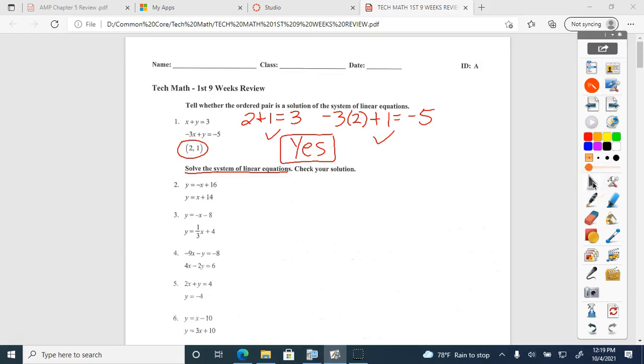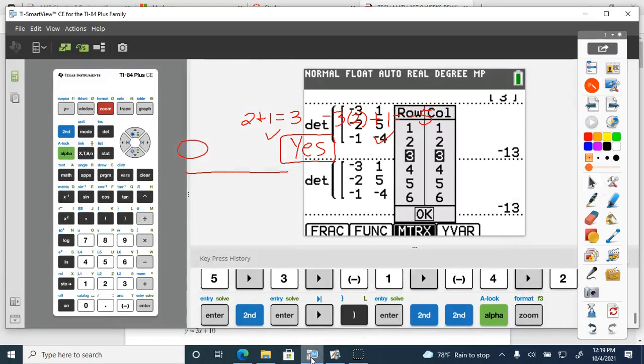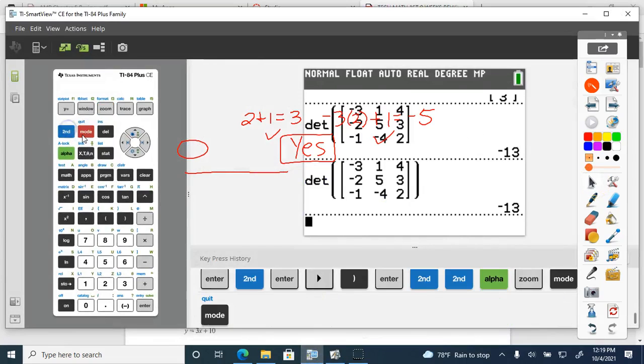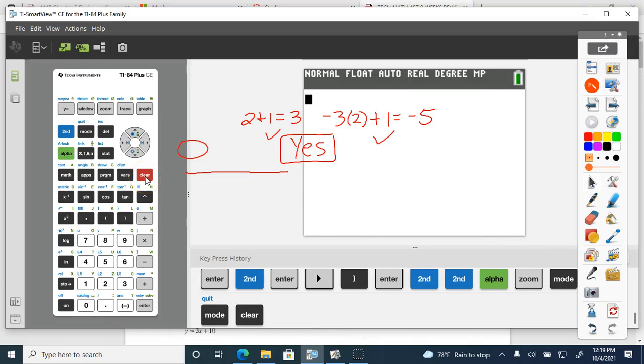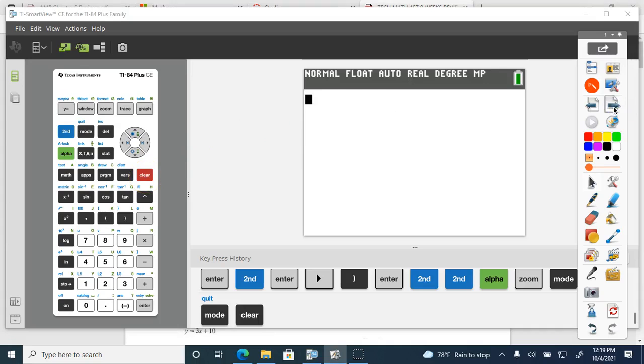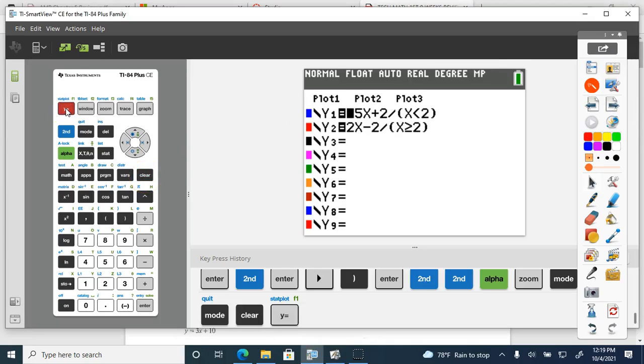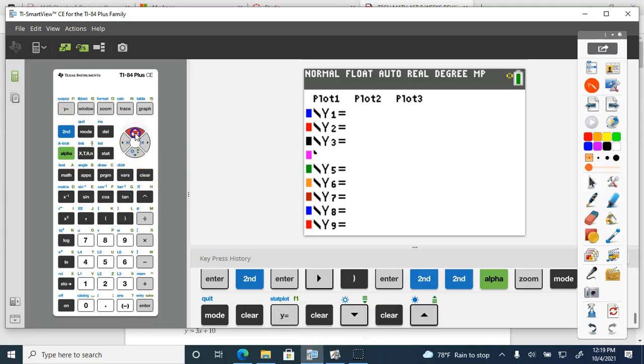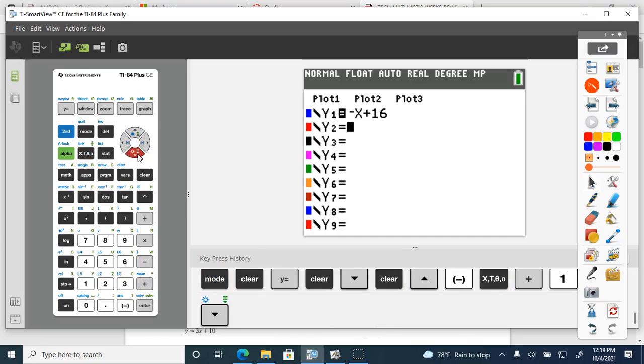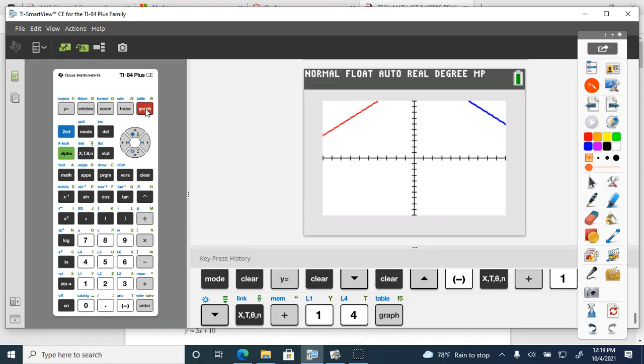So I'm going to go to my graphing calculator. Go to y equals and clear that out as well. Plug in the equations. You have negative x plus 16, and x plus 14. And you hit graph.